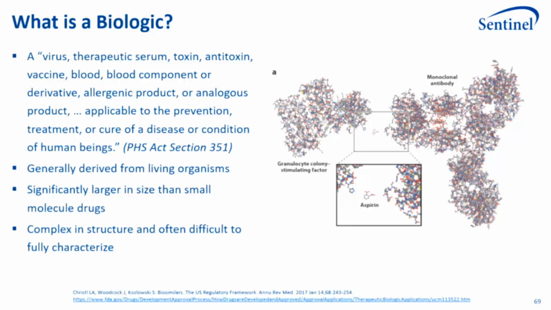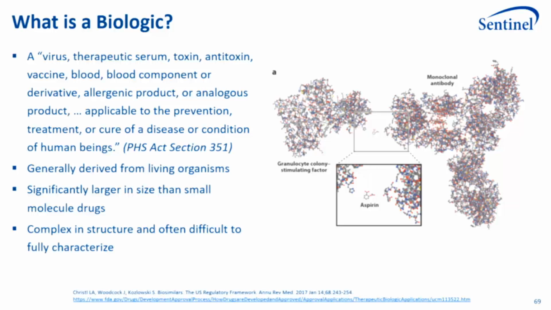So the highest level biologic is a product that is generally derived from living organisms. It includes vaccines, monoclonal antibodies, antitoxins, all those kinds of products. They're obviously manufactured in a very different way than typical small molecule drugs.